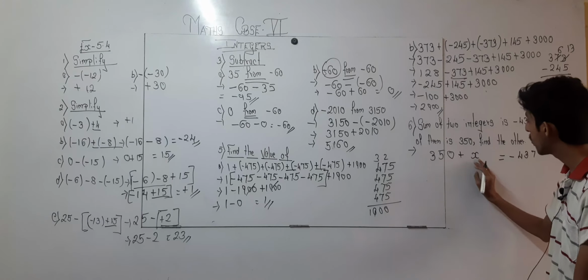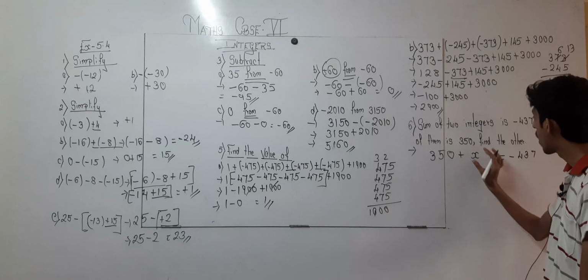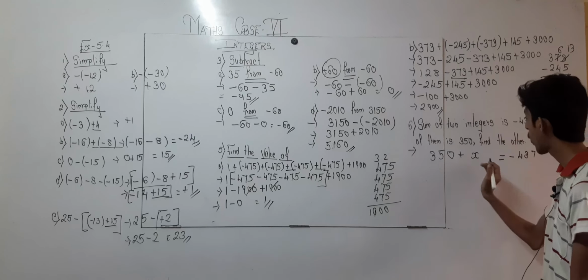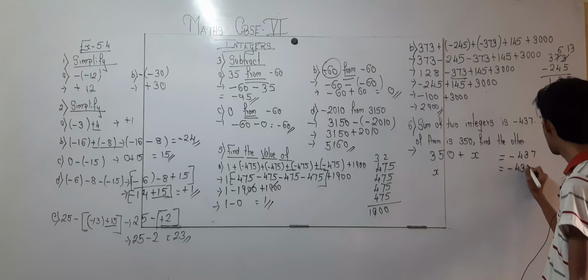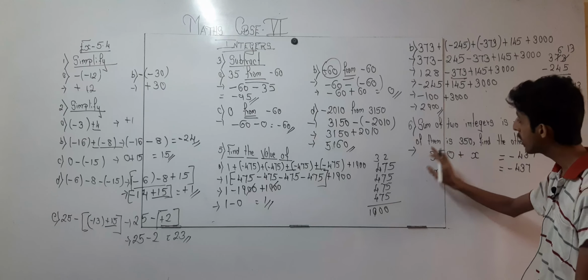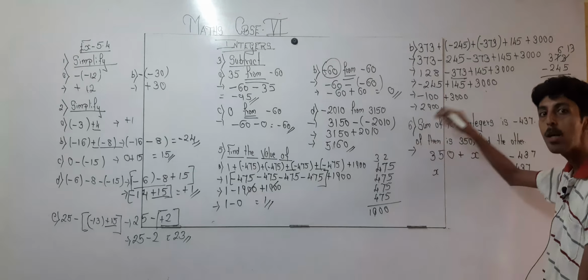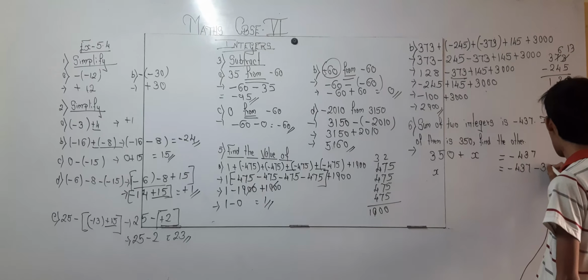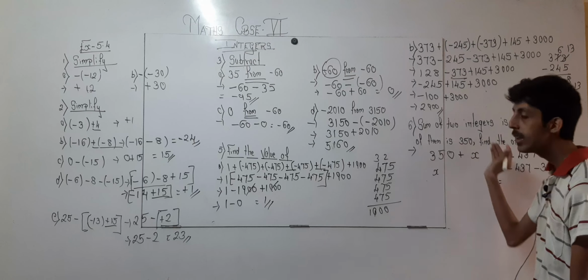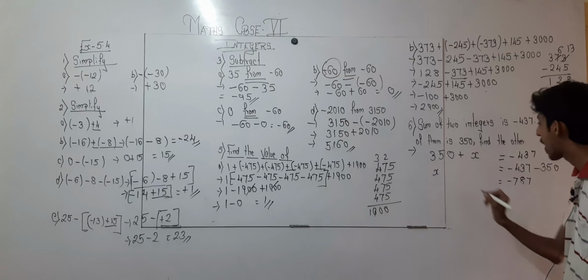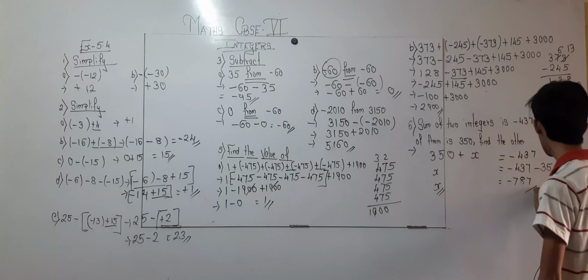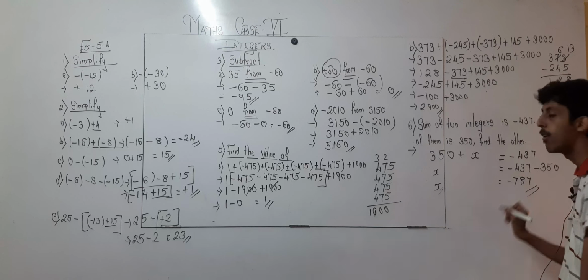I do not have the other number, so I have kept it as x over here. Now I want to get the value of x, the other number. So what will I do? I will put x over here, minus 437. Now this 350 was plus on the left hand side. When I move it to the right hand side, it will become minus, as I have changed the sides. So now over here minus, again minus over here. So what do we have to do? Addition. So over here 7, 8 and over here 7, and the sign of minus. So the other number is minus 787.